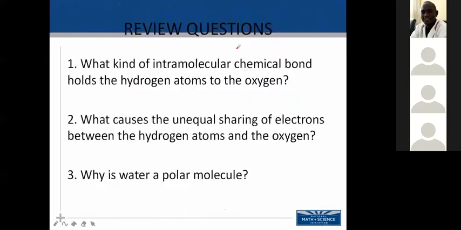So we'll start with the first one. What kind of intramolecular chemical bond holds the hydrogen atoms together? If someone has the answer, you can just unmute and give us the answer. If it needs explanation, you can explain a little, just in a few seconds.